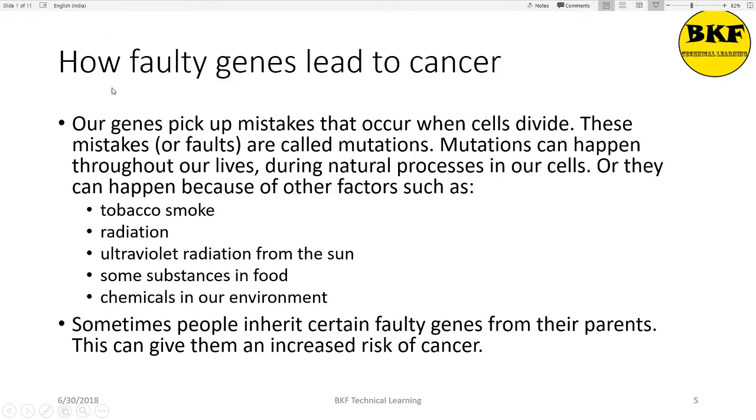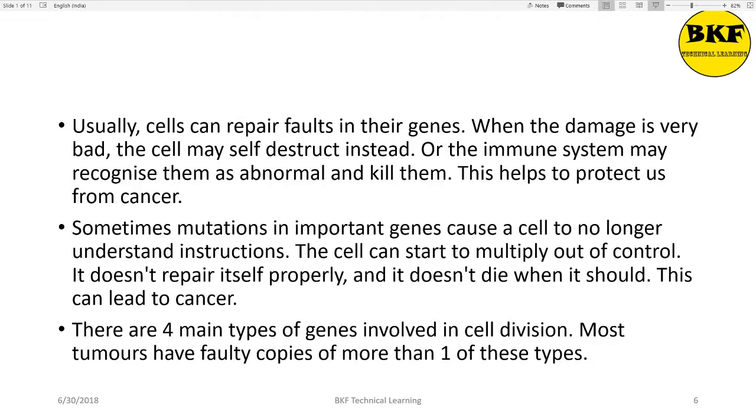How faulty genes lead to cancer. Our genes pick up mistakes that occur when cells divide. These mistakes or faults are called mutations. Mutations can happen throughout our lives during natural processes in our cells, or they can happen because of other factors such as tobacco smoke, radiation, ultraviolet radiation from the sun, some substances in food, chemicals in our environment. Sometimes people inherit certain faulty genes from their parents. This can give them an increased risk of cancer.